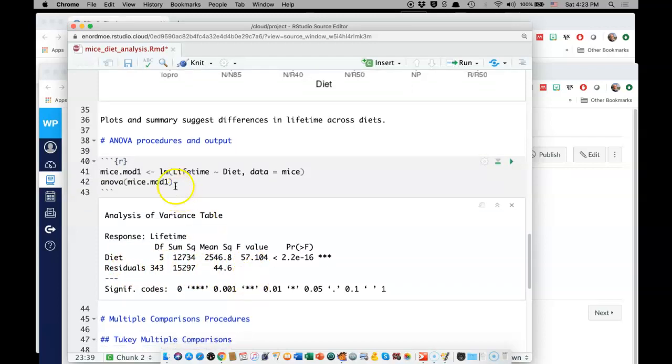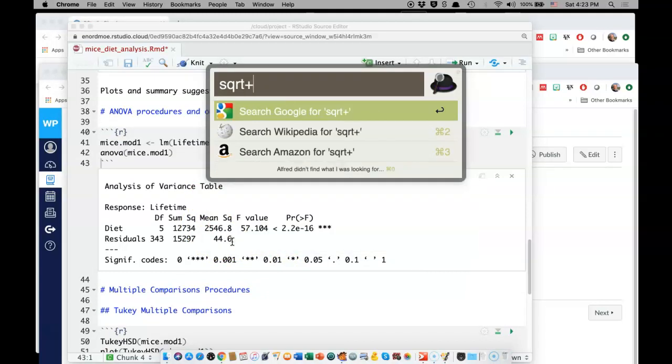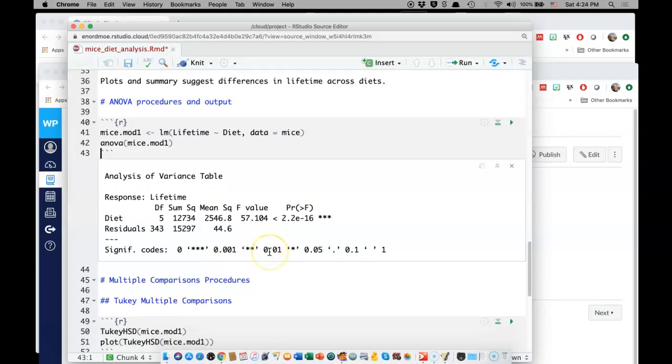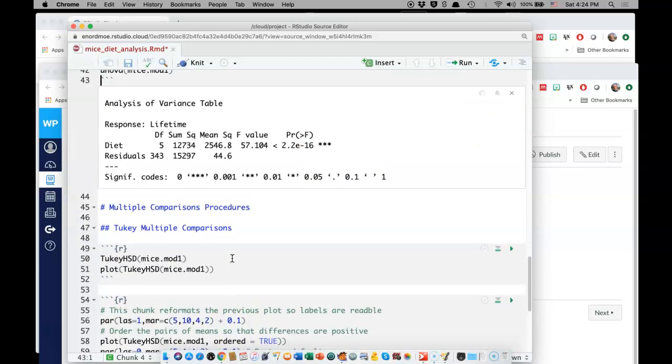We get the ratio. The 44.6, the square root of that is going to be our kind of pooled standard deviation that will be important when we look at confidence intervals for differences in means. But I think I'm going to stop here because this last section is what we're going to be talking about in our next lesson for 8.2.